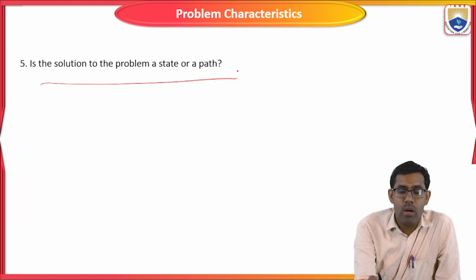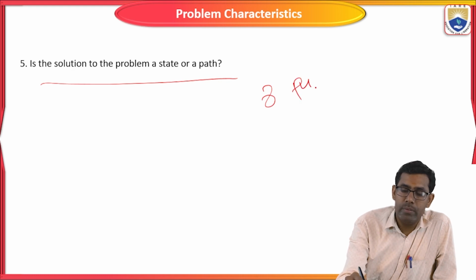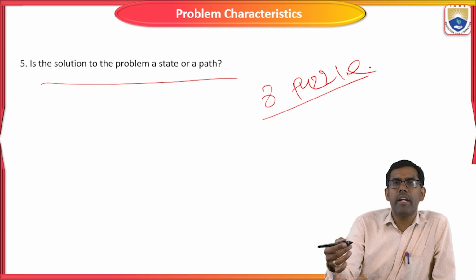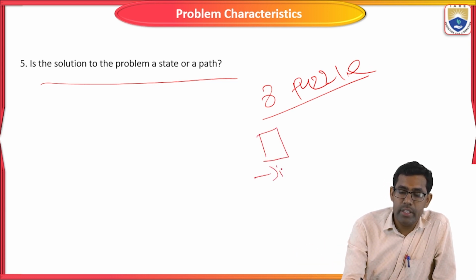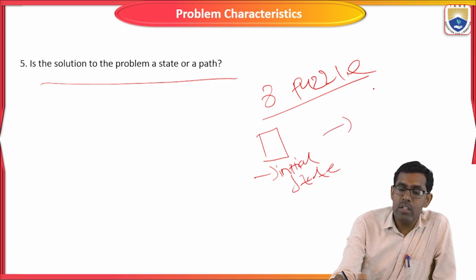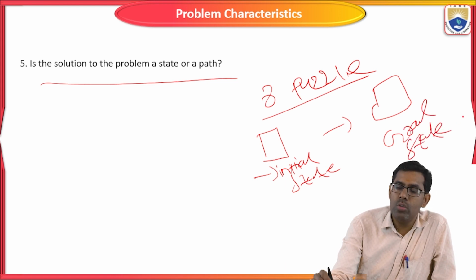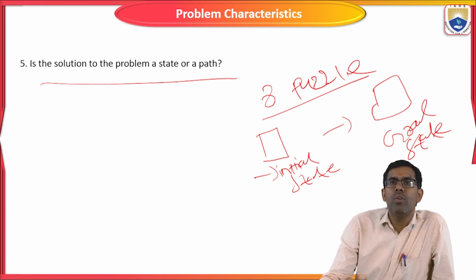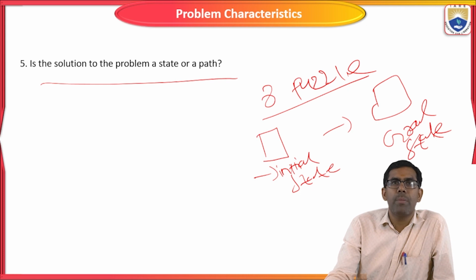The next one is: is the solution of the problem a state or a path? Okay, so what is the state or path? If you are having some 8 puzzles problem, what is the initial state and what is the goal state? From the initial state, we go for the goal state. Which type of state are we going to follow to solve the 8 puzzles problem? That is a problem state.